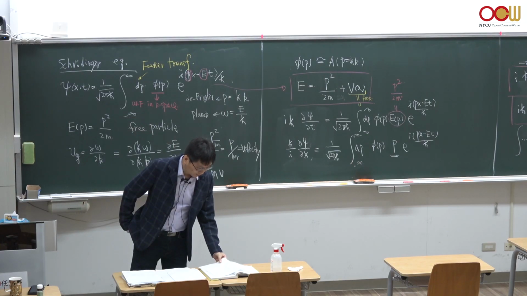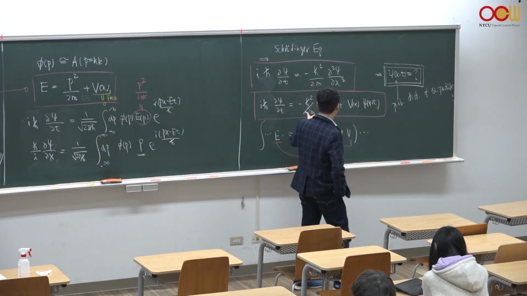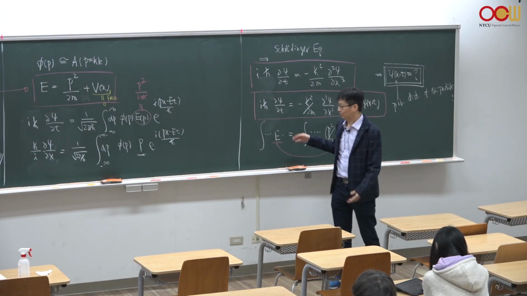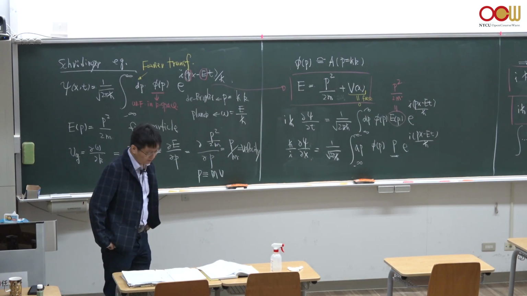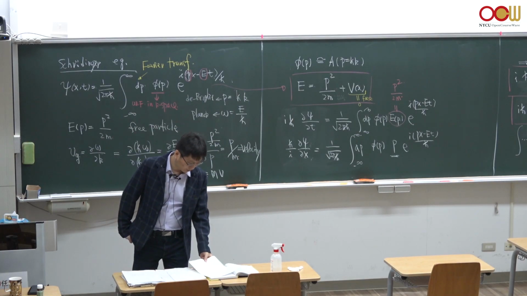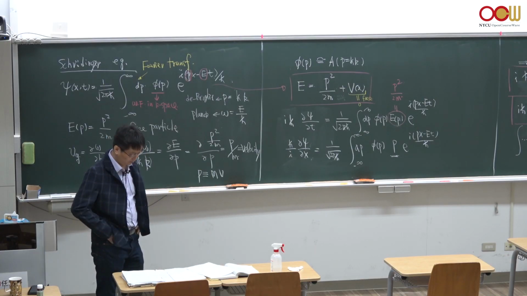But that consequence is the unsolved equation here. So we need to solve this equation to get these probability distributions. So the Schrödinger equation is not a very strange equation. It is really straightforward, a natural expectation of physics.